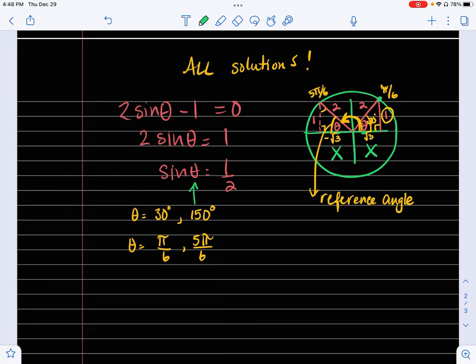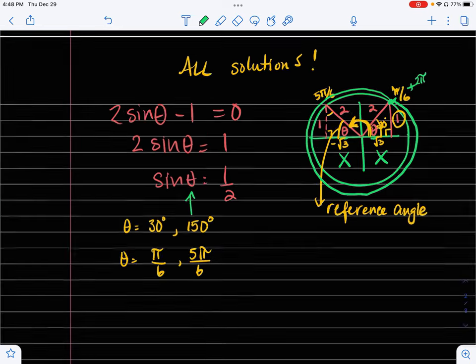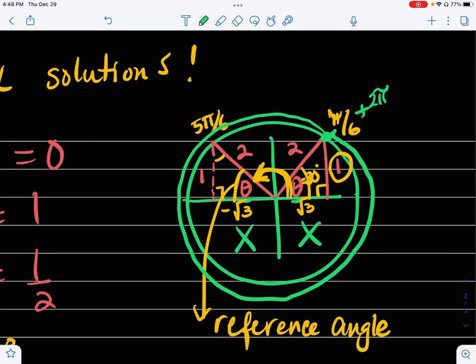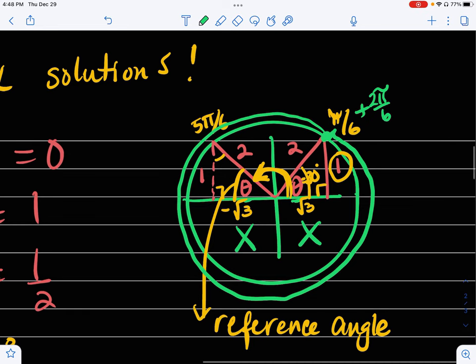Now the next solution here would occur after another full rotation. That will be the next angle, and one full rotation is 2 pi. So if I take pi over 6 and add 2 pi to it, I would get the next angle there. Now 2 pi, to be able to add it to pi over 6, I've got to multiply it by 6, which will make this 6 and 12, which makes this 13 pi over 6.